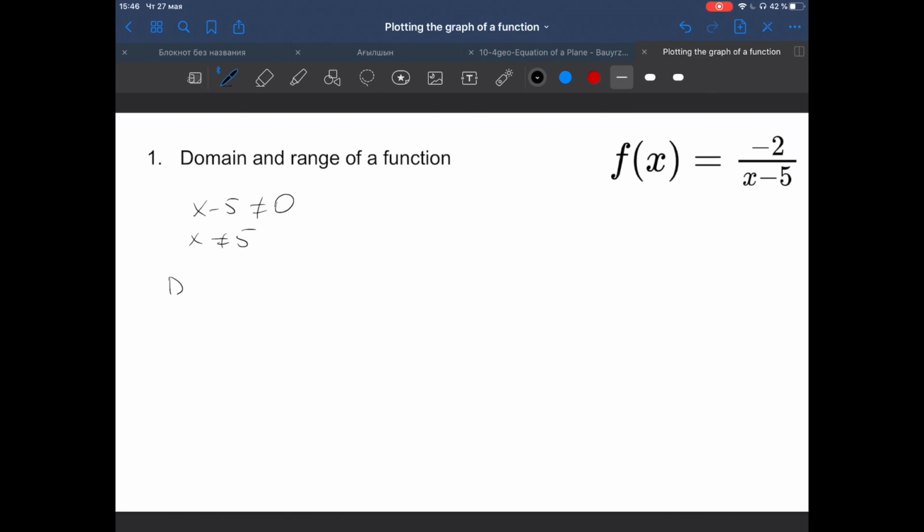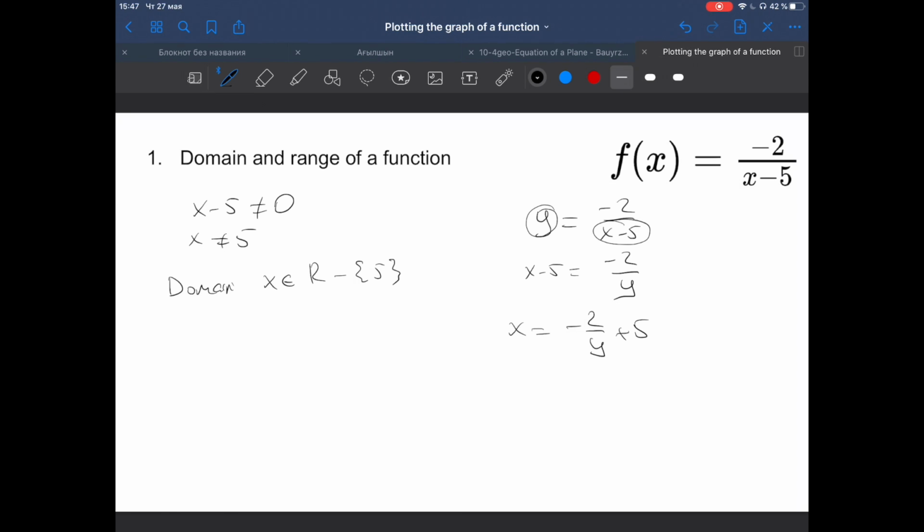It means the domain will be all real numbers except the number 5. And to find the range of the given function, we just express x in terms of y. It means that we leave x alone. Here we can write x minus 5 is equal to minus 2 over y. We can change these two terms. Then x will be equal to minus 2 over y plus 5.